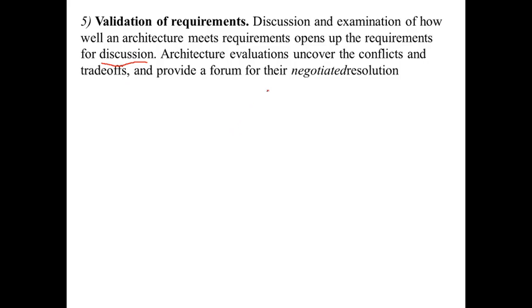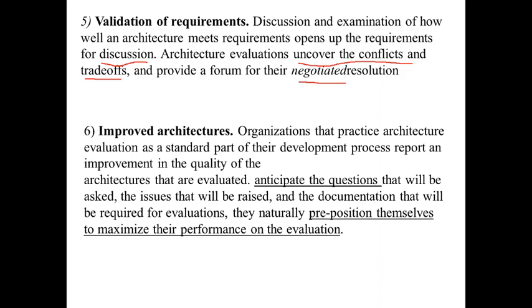Otherwise, unnecessarily you are giving the requirements, but sometimes you may be forgetting the wanted requirements. So that you are able to uncover the conflicts and trade-offs, what requirements you need to keep and what requirements you need to drop. That should be negotiated based upon the priorities. So that is very, very important. You need to have a healthy debate, healthy discussion over the requirements.